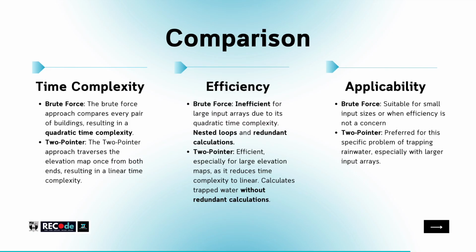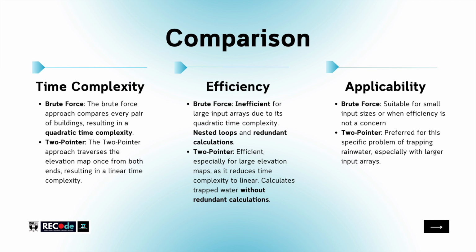A comparison between the two approaches. In time complexity, the brute force approach compares every pair of buildings or blocks, resulting in a quadratic time complexity. But the two-pointer traverses the elevation map once from both ends, so that is a linear time complexity. In terms of efficiency, brute force is inefficient because for large input arrays it takes quadratic time, and it has a lot of nested loops and redundant calculations.